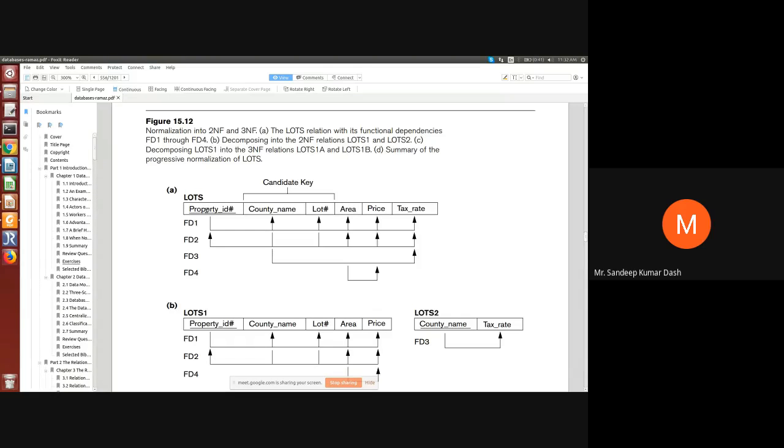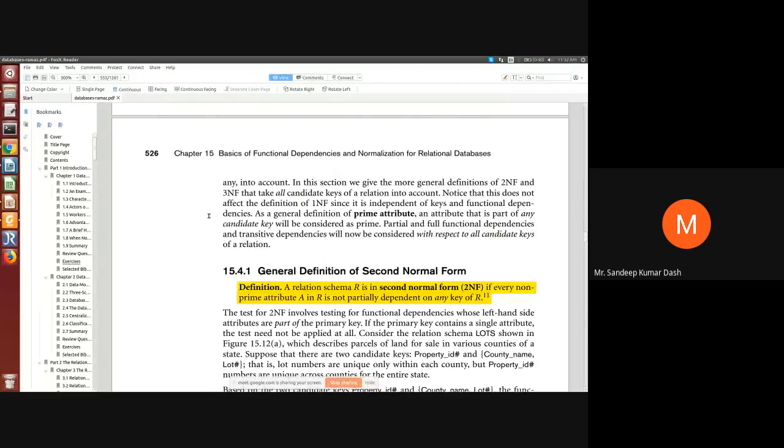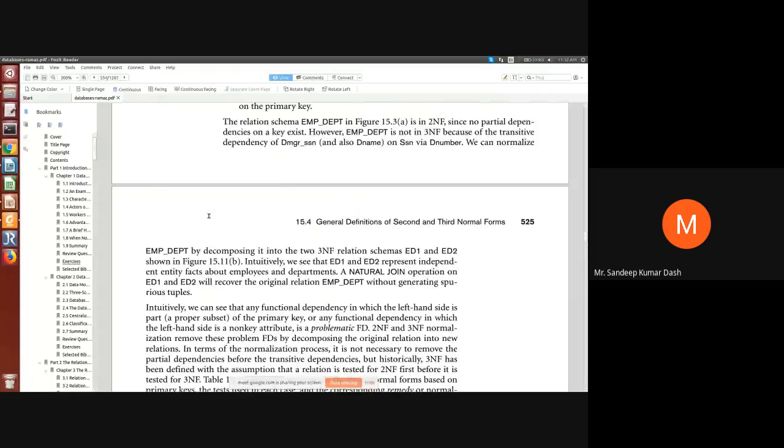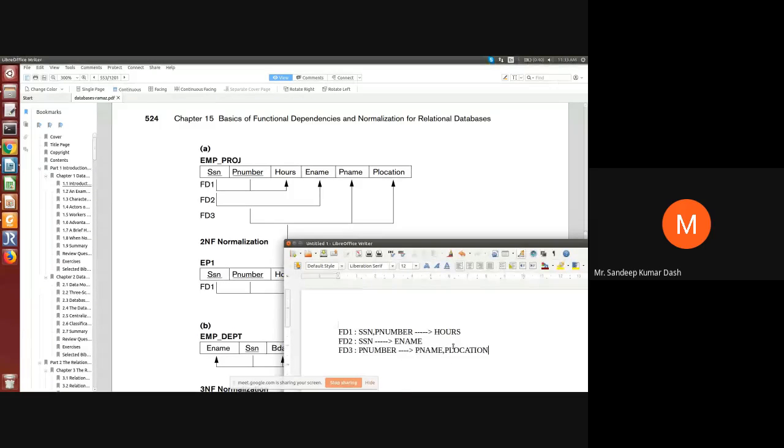So there is no worry of whether it is partial or full, because this arrow means these are dependent on this one. In the previous case, the arrow meant that this is dependent on these two. Ename is dependent on SSN. Like here we wrote that hours is dependent on SSN and pin number. Okay. Ename was dependent on SSN.